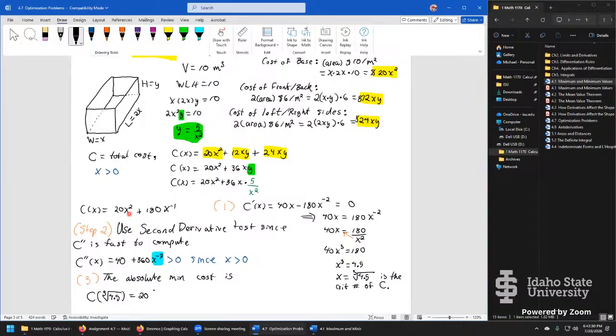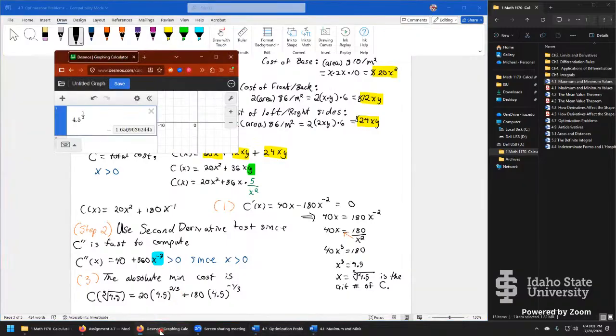Take 20, we'll put this in the calculator, but let's write this out for the notes. 20 times 4.5 cube rooted would be 4.5 to the power 2/3. Then over here, plus 180 times the cube root of 4.5 to the power negative 1, which we can write more easily for the calculator as 4.5 to the power of negative 1/3. So whatever the index is for the root, it's the denominator in the exponential notation. And at this stage, we have a cost.